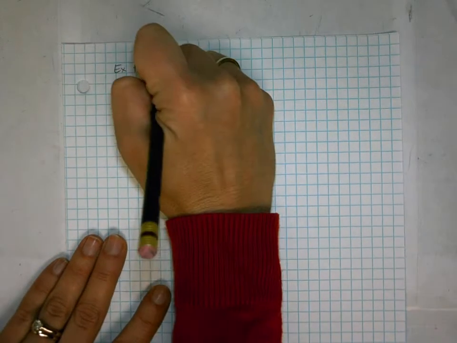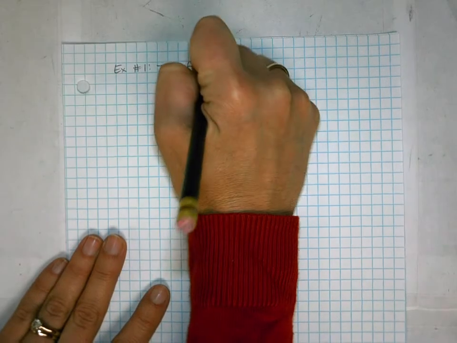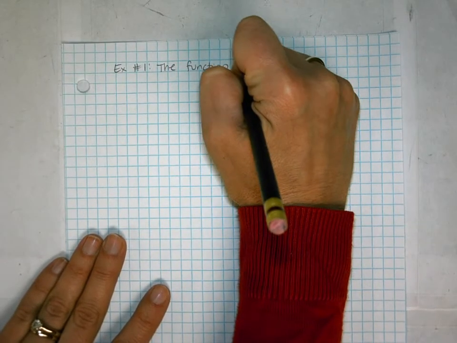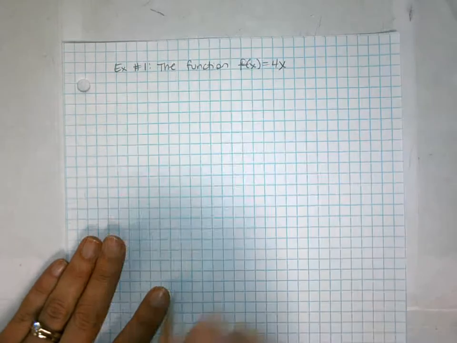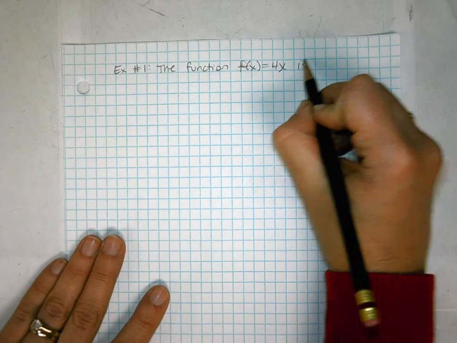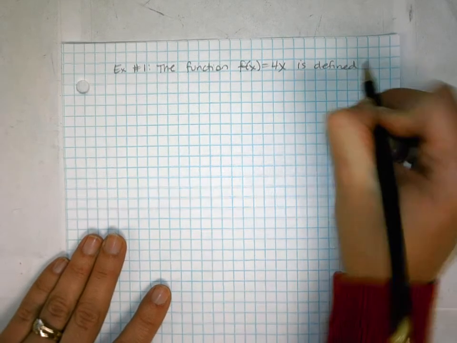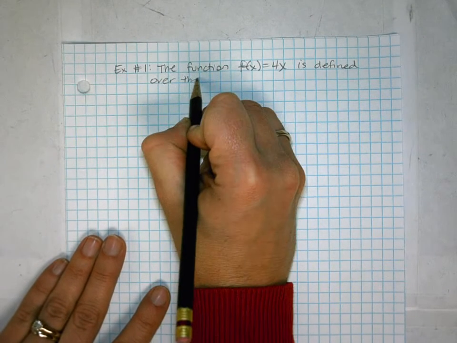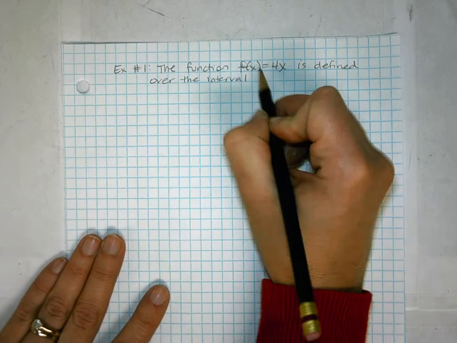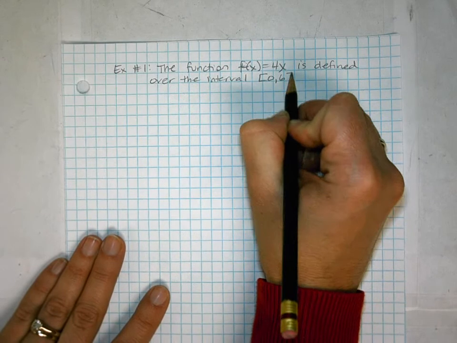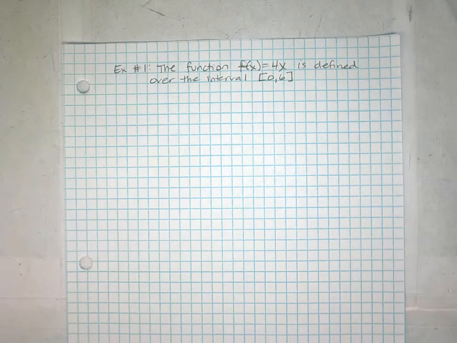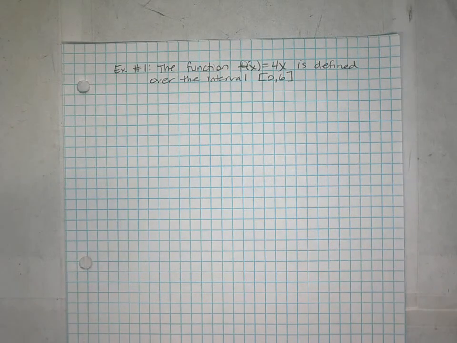So the first thing is they're going to give you the function. They're going to say f of x equals 4x, and they're going to tell you it's defined over the interval of 0 to 6. Okay, and I'm going to switch my graphs for just a moment because I'm going to save some time and just show you the work that I've already done.